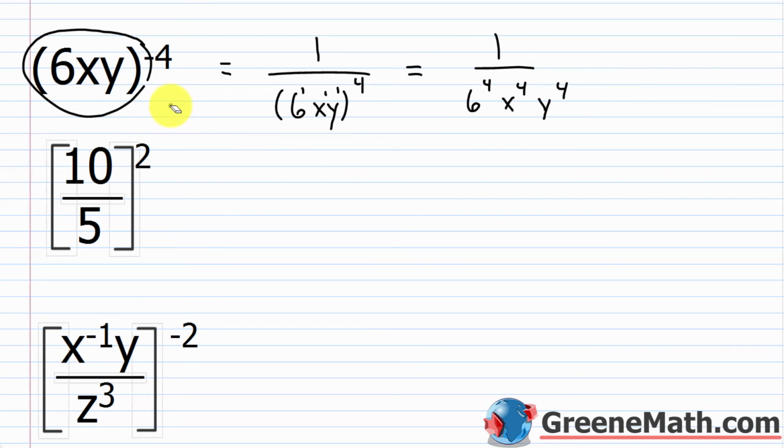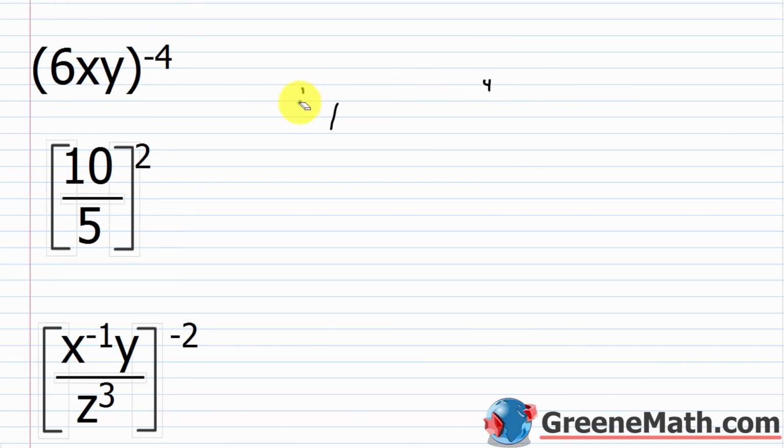Now, another way you could have thought about that, let's just erase this real quick. We could say, okay, every exponent here is a 1 inside the parentheses. So I'm just going to say, okay, 6 to the power of 1 is raised to the power of negative 4. So that would be 1 times negative 4, or negative 4. So I'd have 6 to the power of negative 4. Same thing for x. I'd have x to the power of negative 4. Same thing for y. I'd have y to the power of negative 4.